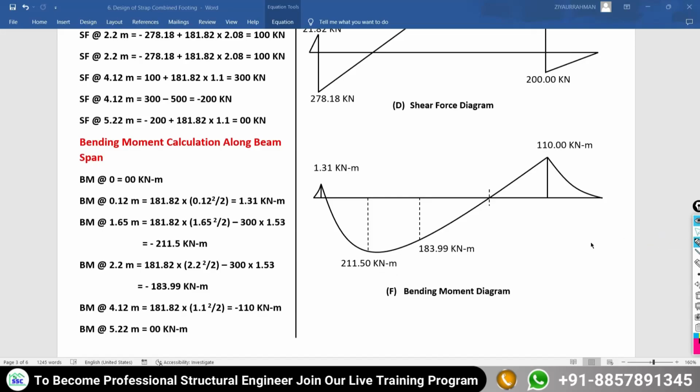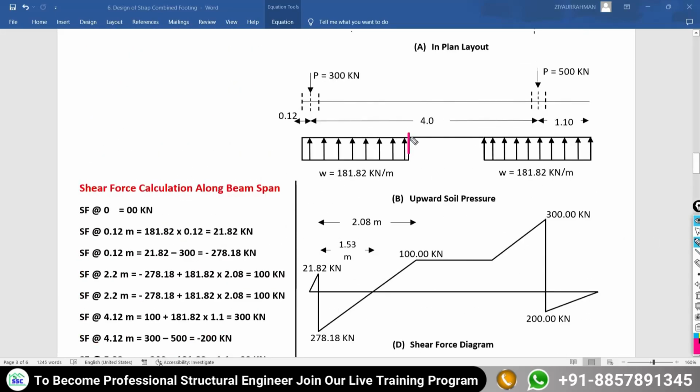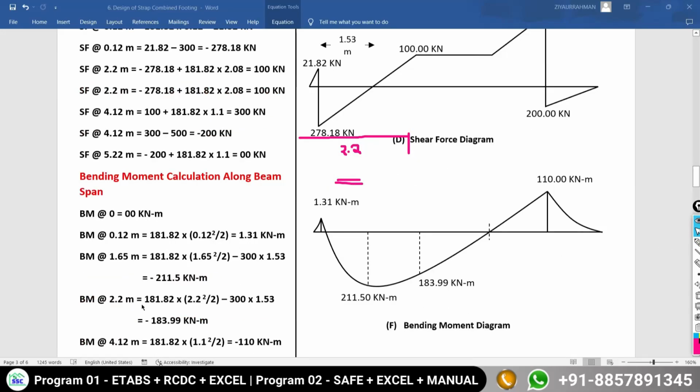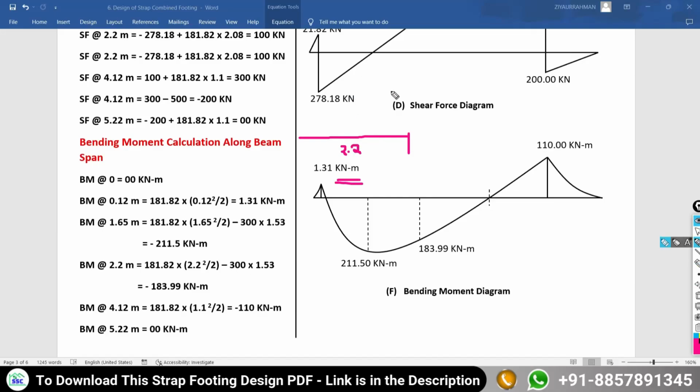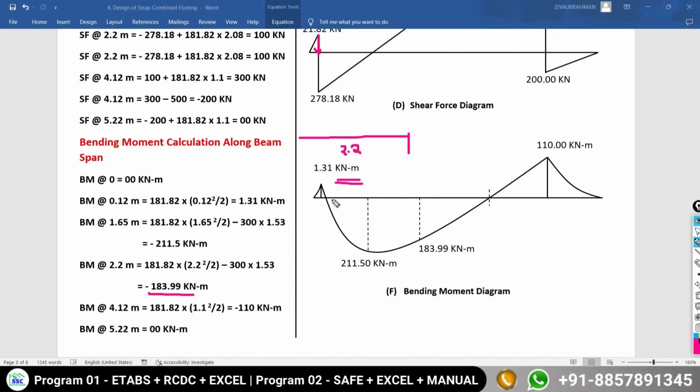Now finally I want to calculate the bending moment at the edge of this footing. Now the full span is going to become 2.2 meter, with the upward soil pressure. The same calculation will be available here: 181.82 multiplied by 2.2 squared divided by 2, minus the 300 kilonewton downward load under the column multiplied by 1.53. You are getting the bending moment at the edge of footing first as 183.99. It is again a negative bending moment, meaning we are showing this value below the line.